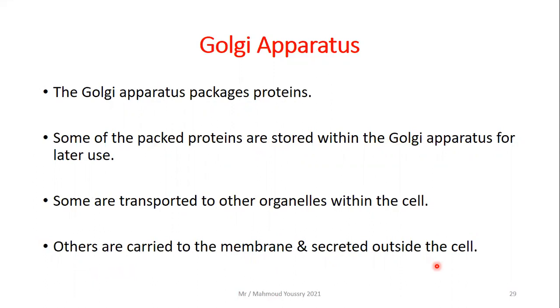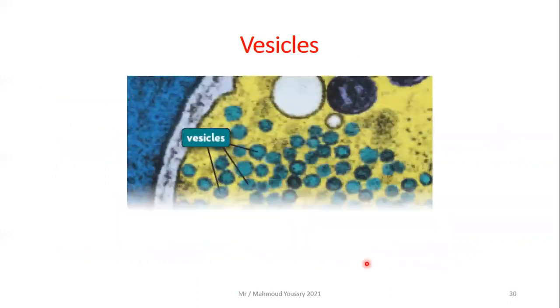So we say that the Golgi apparatus works on proteins. Some of the packed proteins are stored within the Golgi apparatus to be used later. Some are transported to other organelles within the cell, and the rest are carried to the membrane and secreted outside of the cell.